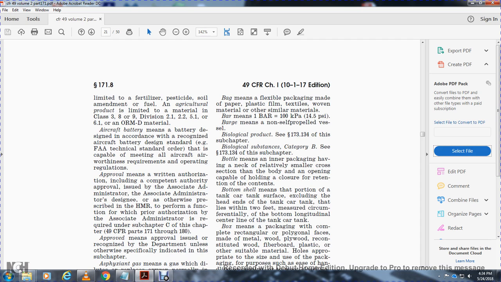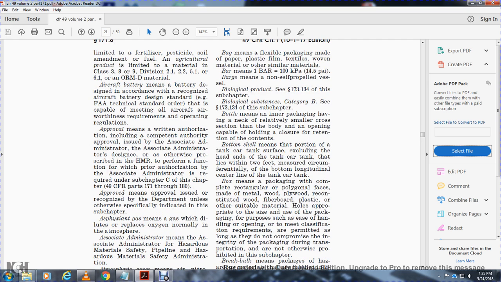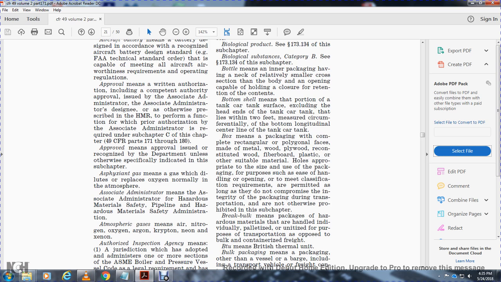Title 49 CFR 171 through 180. Approved means approval issued or recognized by the Department of Transportation, unless otherwise specifically indicated in this subchapter. Asphyxiant gas means a gas which dilutes or replaces the oxygen normally in the atmosphere. Associate Administrator means the Associate Administrator for Hazardous Materials Safety, Pipeline and Hazardous Materials Safety Administration. Atmospheric gas means air, nitrogen, oxygen, argon, krypton, neon, and xenon.